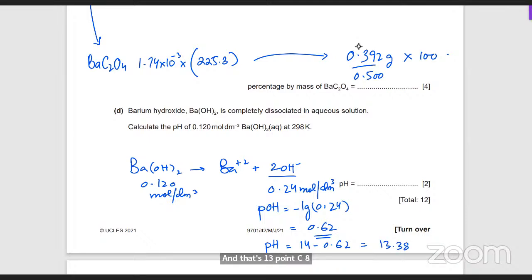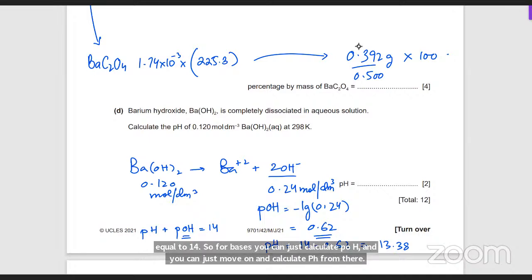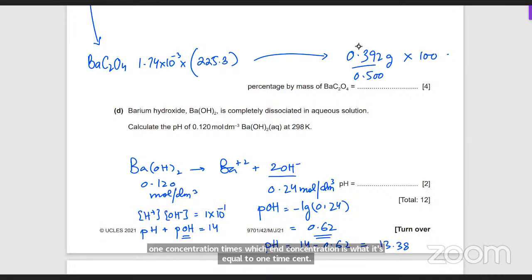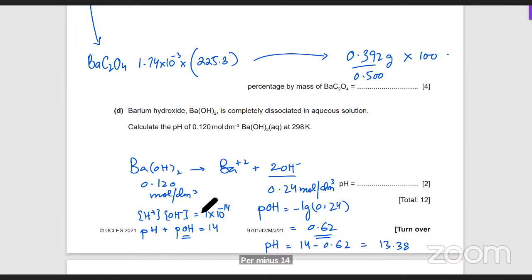तो या तो ये वाली आइडेंटिटी यूज कर लो, which is pH plus pOH is equal to 14. So for bases, you can just calculate pOH and move on and calculate pH from there. या फिर the other identity, which is that H+ concentration times OH ion concentration is equal to 1 times 10 power minus 14, ठीक है? तो उसमें पहले OH ion concentration इधर put करो, ठीक है? Then find H+ and then find the negative log and you'll find the pH.